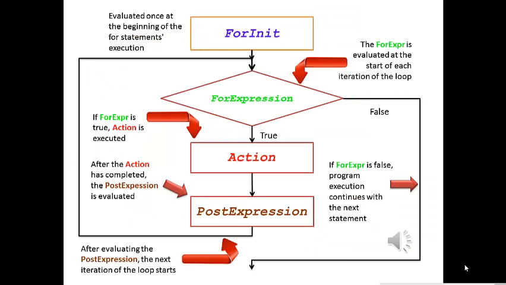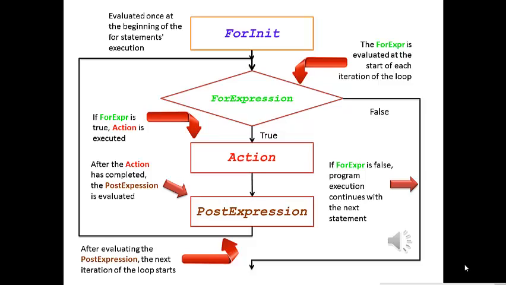This slide shows in detail how a for loop works using a flowchart. First, the initial value is assigned and evaluated at the beginning of the program. Then, based on that value, the loop expression is evaluated as either true or false. If the expression is true, appropriate actions are performed and incrementation or decrementation is carried out.